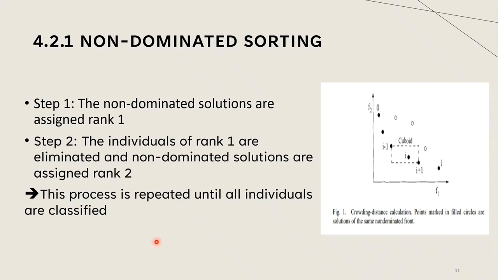Before selection is performed, every individual in the population is assigned a rank based on non-domination, and we can see each step in the slide. After defining the rank, we have another metric to evaluate solutions of the same non-dominated front, which is the crowding distance, defined as in the picture on the slide. Thus, if two individuals have the same rank, the one with the larger crowding distance is better.